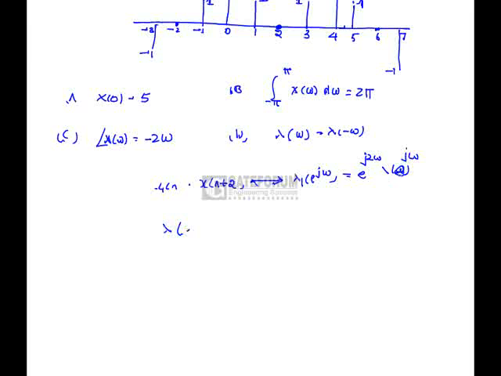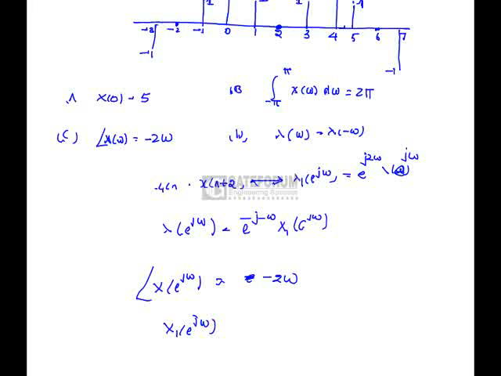So X of e power j omega is nothing but e power minus j2 omega times X1 of e power j omega. So the angle of X of e power j omega is nothing but minus 2 omega. Here X1 of e power j omega is a real function whose phase is 0. That is, the angle of X1 of e power j omega is 0 degrees.